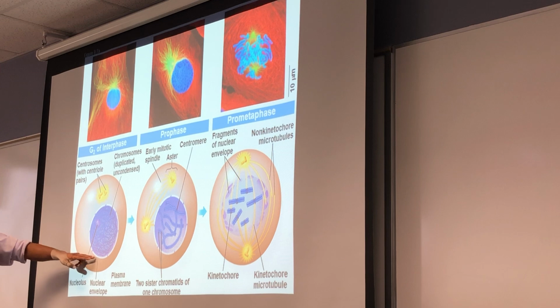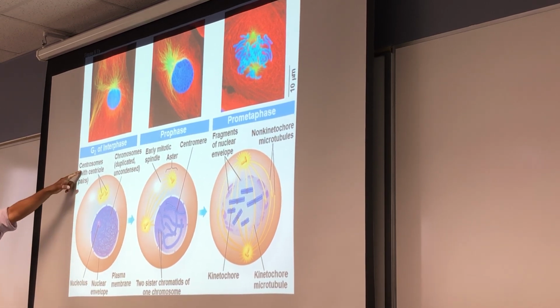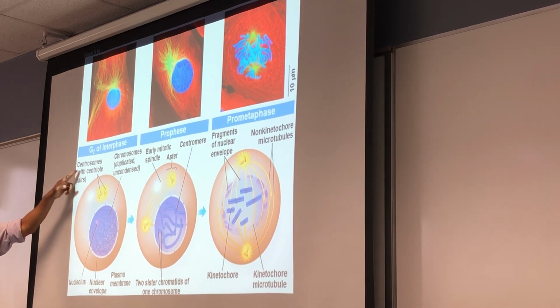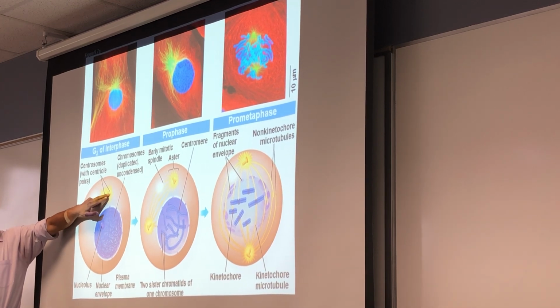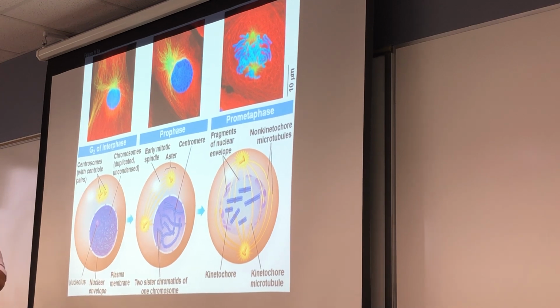And here you have the nuclear envelope right there, uncondensed DNA. And then you have here the centrosomes. Remember about this? We went over this in the last couple of sessions. Okay, so you have the centrosomes here, centrioles right there. That is the G2 phase, cell growth.